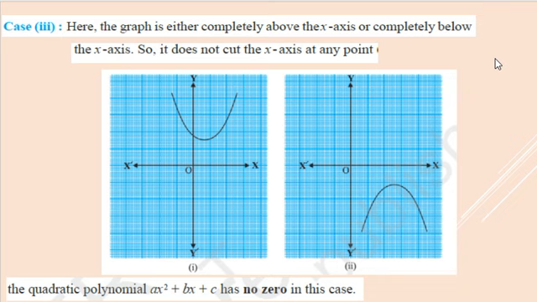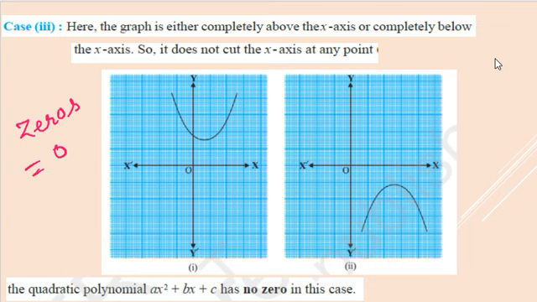Here the graph is either completely above the x-axis or completely below the x-axis. This curve is not touching the x-axis. So what can we say about that? The zeros of the polynomial are equal to 0. No point is touching the x-axis. It is a condition to tell how many zeros there are.